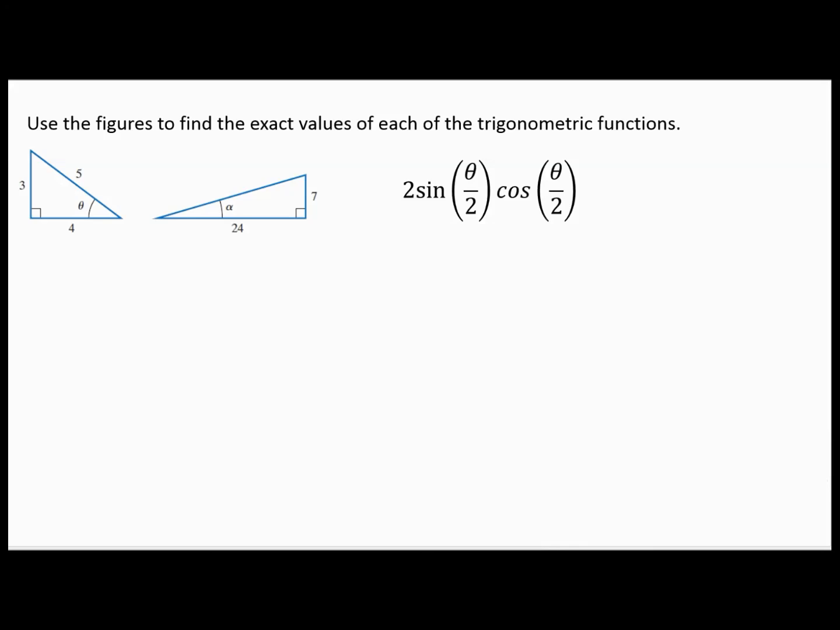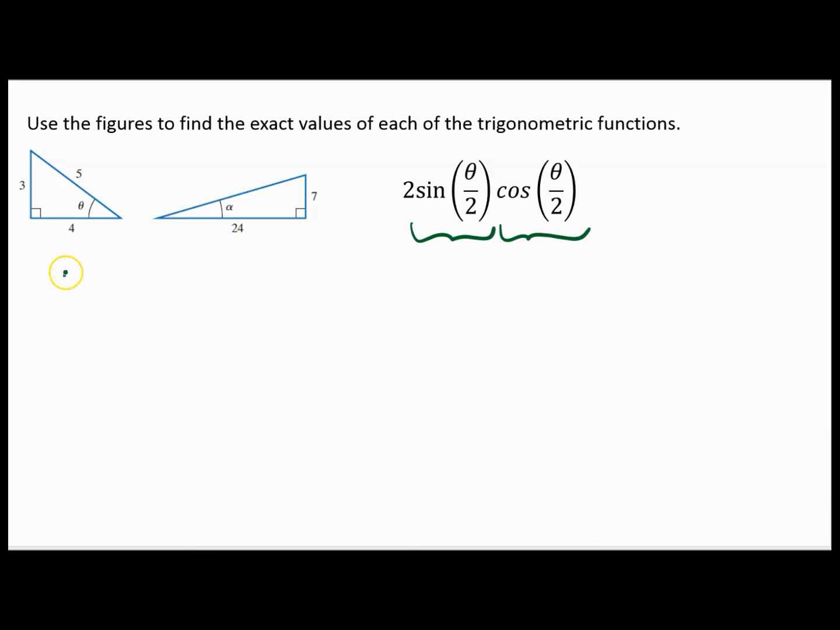And for our last problem in this video and in this section, we're going to use the figures to find the exact value of each of the trigonometric functions. This time, our function that we're dealing with is only in terms of theta. Okay, so we don't need the alpha picture, we just need the theta picture, and we don't have a drawing for theta over 2, we just have a drawing for theta. So I'm going to have to convert sine of theta over 2 to an equivalent expression with just theta, and cosine of theta over 2 to an equivalent expression with just theta.